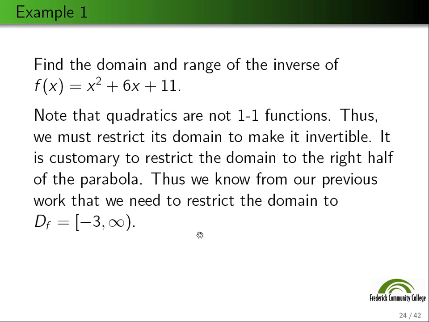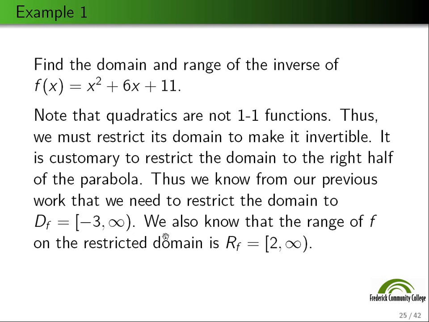So we know from our previous work, this is the same function we were just working on, that we need to restrict the domain to negative 3 to infinity. And we know that the range of f on the restricted domain is going to be 2 to infinity. Remember that our vertex was located at negative 3, 2. So the right half of that gives me a domain of negative 3 to infinity, and the range is still going to be 2 to infinity.